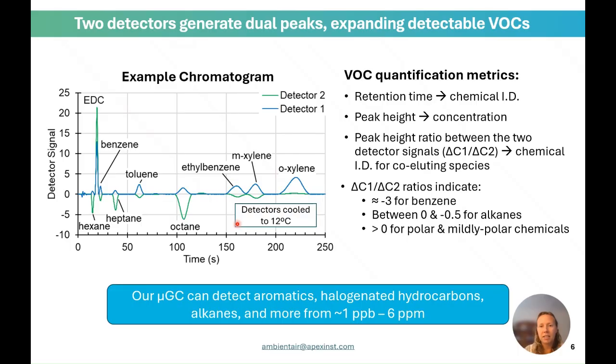By using these dual capacitive detectors, we have three different means of quantification for VOCs. We have the standard identification of chemical species due to retention time, and we're able to determine concentration from peak height. But we also have a third parameter, which is the peak height ratio, or the distance between the peaks. Based on using that parameter, we're able to identify chemical species based on polarity, and this gives us a third parameter for identifying VOCs that have similar elution times.